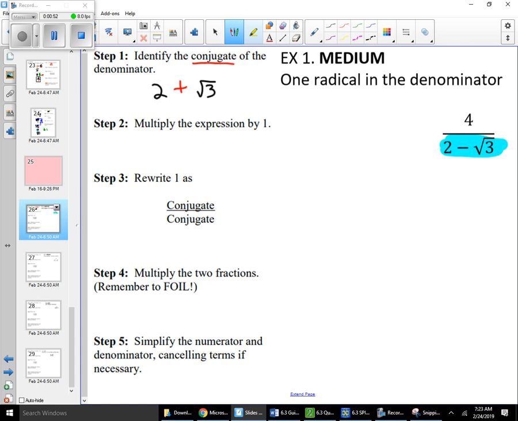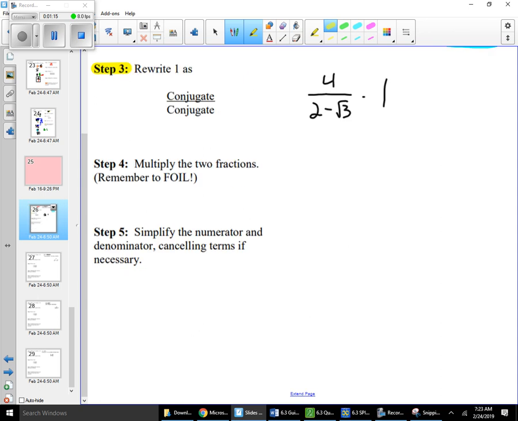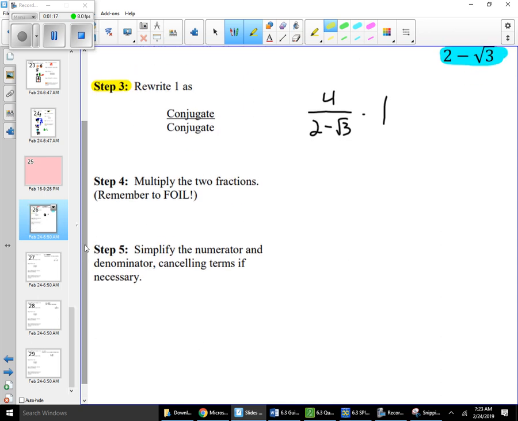And then we're going to multiply the expression, meaning the whole fraction, by 1. That should be familiar. We did that with monomials as well. And after this first example, we generally omit that step. It's just there to remind you of why we're allowed to do step 3. You can multiply any fraction you want by 1.